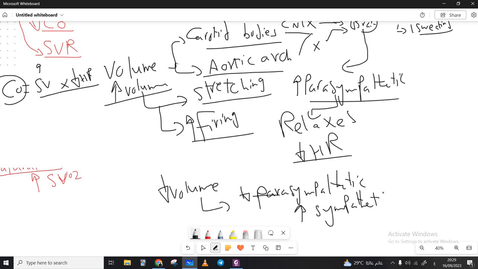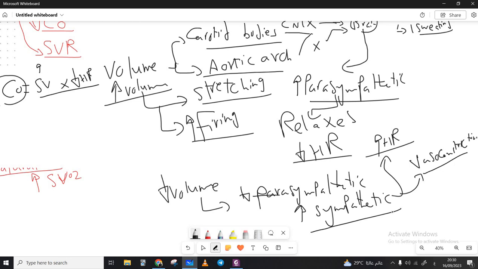The sympathetic is just waiting around the corner to have the chance to overcome this parasympathetic. So when it overcomes and takes the upper hand, it will do the opposite, activating the heart, increasing heart rate and heart functions, and also activating the vessels and causing vasoconstriction. Because, by the way, blood pressure is very crucial to control.